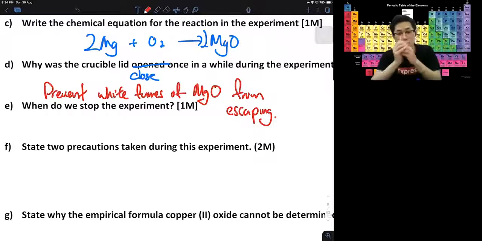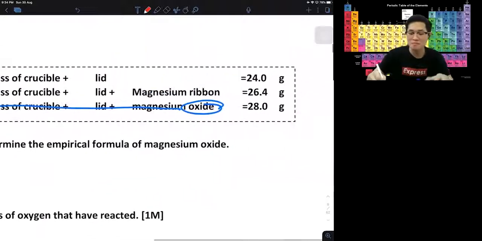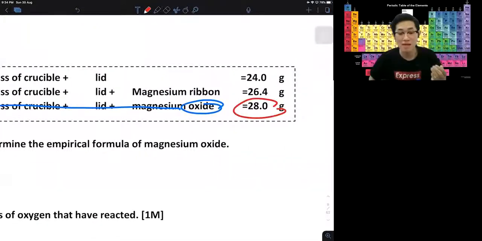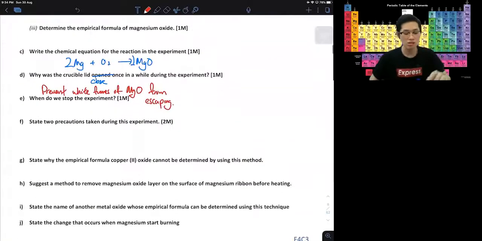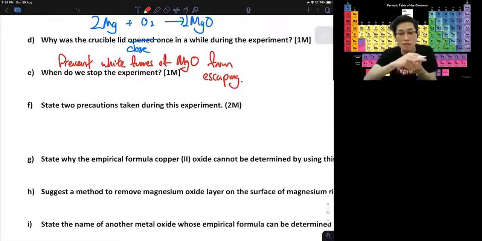If the magnesium oxide escapes from your crucible, then what happens? It is going to affect the mass here. When it affects the mass, that means the result will become inaccurate. So you don't want this to happen. So this is why you have to close it immediately after you open. So open, close, open, close.